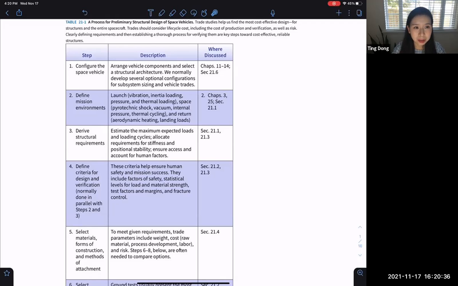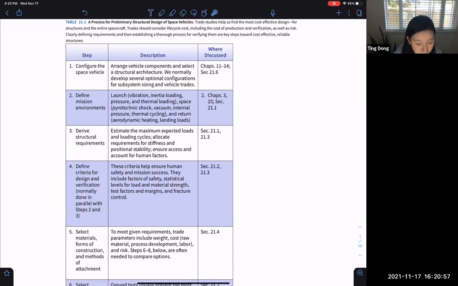That's also why we put this part as a relatively later part of the semester. I think for now, you probably already have your own configuration of your own vehicle. So this is the first step of the structure design.